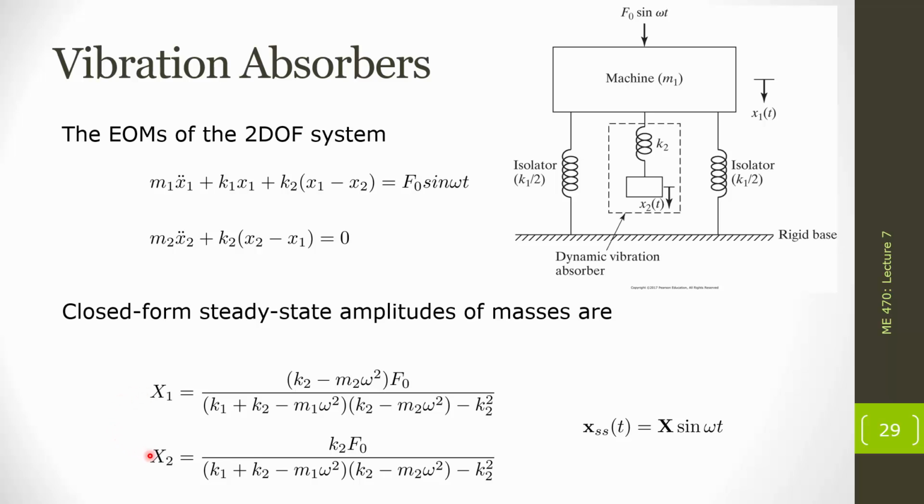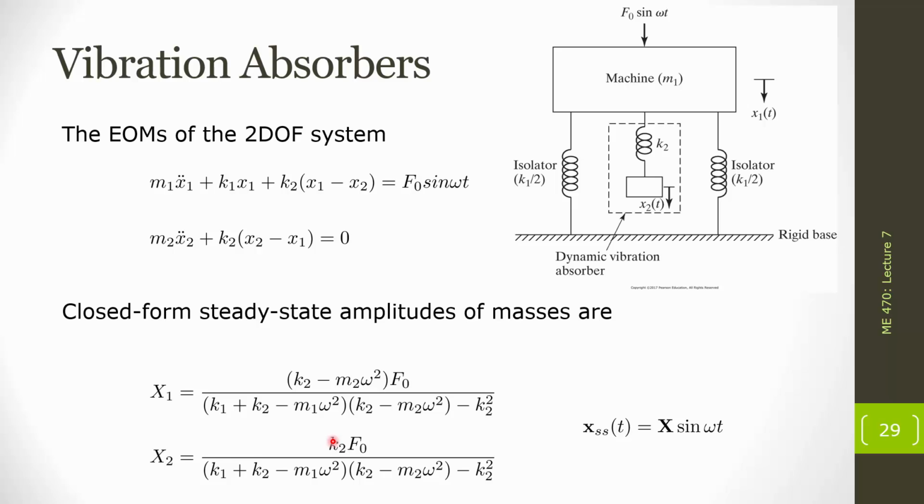Now, they actually have the exact same denominator. It's going to be impacted by the 2 spring constants, the 2 masses, and the driving frequency. But we see that the numerators are going to be different. The numerator of x2 is only going to be impacted by the amplitude of the forcing and the spring constant that we choose for our vibration absorber.